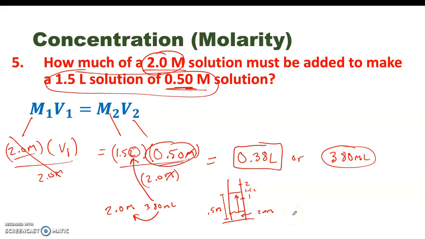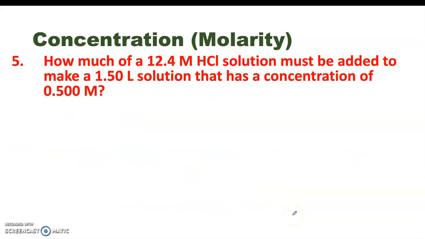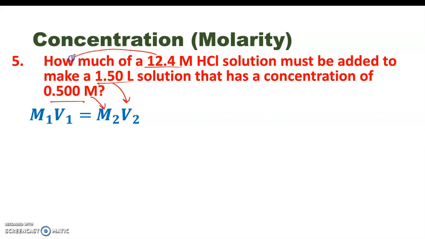So there we go. Let's try this one. How much of a 12.4 molar HCl solution must be added to make a 1.5 liter solution that has a concentration of 0.5 molar? So again, I've got this initial concentration and I want to dilute it down to that. My final volume is this, my final concentration is this, and my initial concentration is that. So you should be able to pick those out and plug them into the equation.